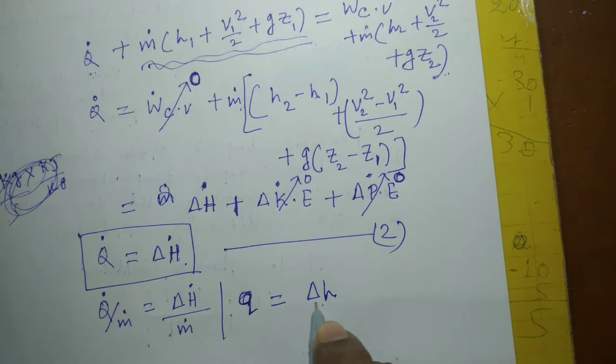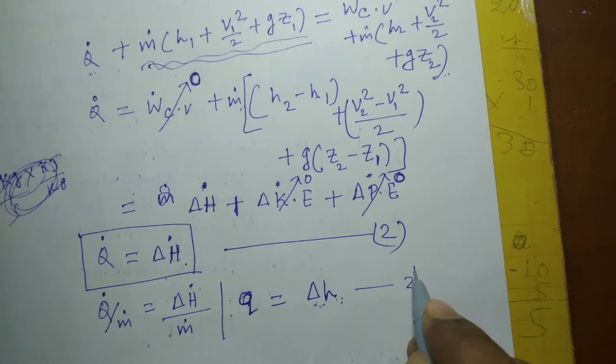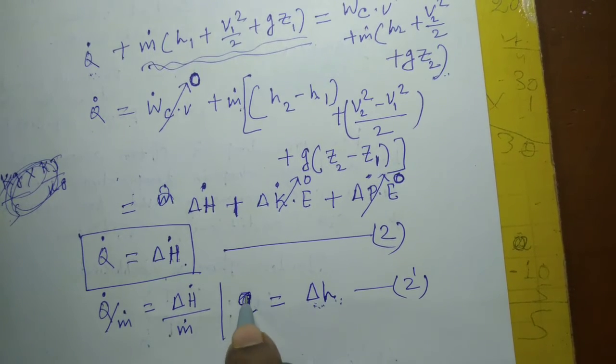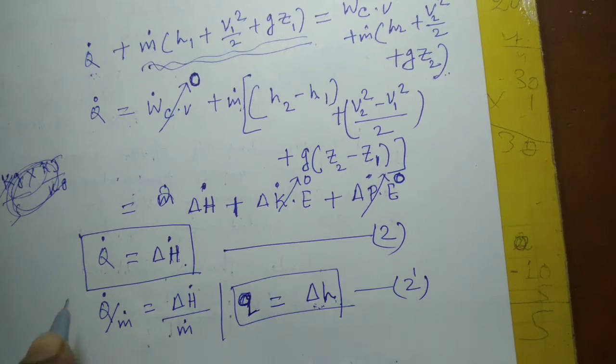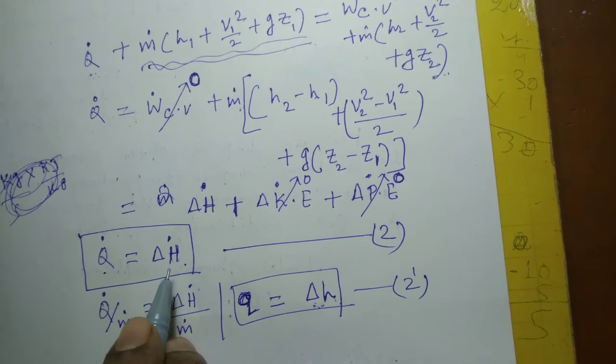Delta h is the change in specific enthalpy. सो ये किलो जूल पर केजी पे आएगा. Unit of specific enthalpy is kilojoule per kg. Suppose this is equation 2, this equation is also applicable. Small q is equal to delta small h, yeah, capital Q dot is equal to capital delta H dot. Those can be the equations.